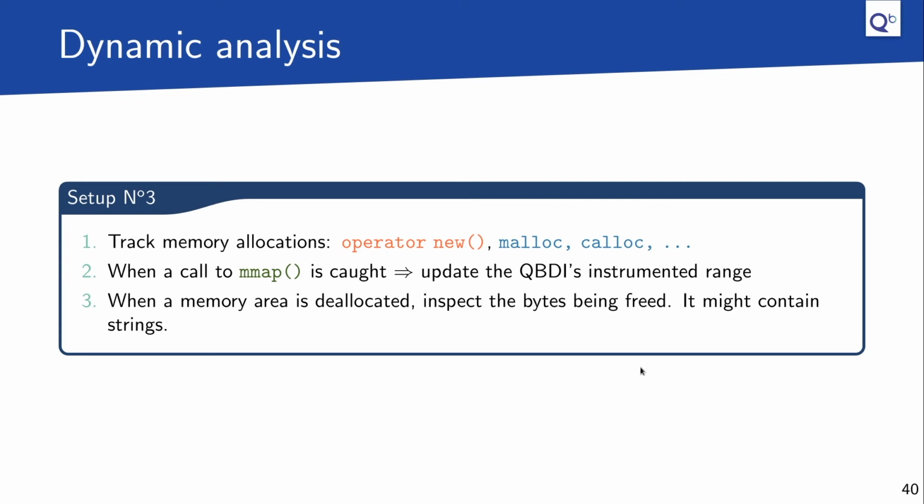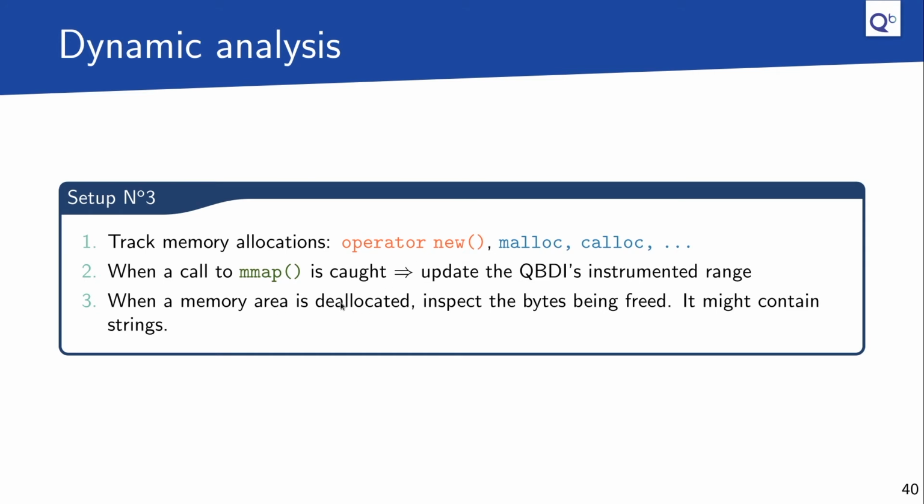Another interesting configuration is to track memory access, such as malloc or calloc, or in C++ operator new. We can also track memory map functions such as mmap, and when a code tries to dynamically allocate code, you can have a callback over this function and automatically update the instrumented range of QBDI so that the newly allocated code will be instrumented.